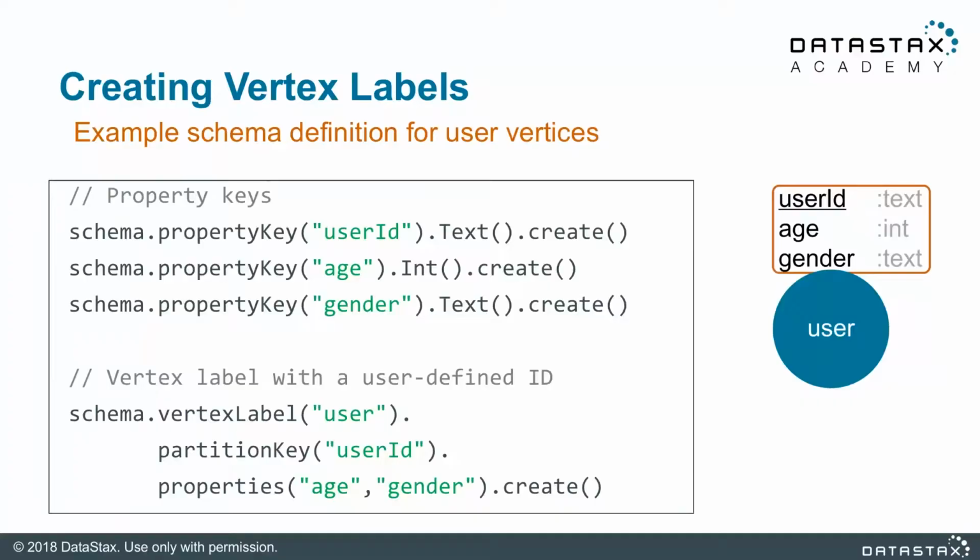Now that we understand how Vertex IDs work, let's create our vertex labels. Remember, step 1 is to define our property keys, in this case, our user ID, age, and gender, all of which are single cardinality. Then we define our vertex label. We're creating a vertex label called user, that's our entity, and we're defining our partition key as our user ID property. Then we define other properties or attributes that are associated with our user, in this case, age and gender.